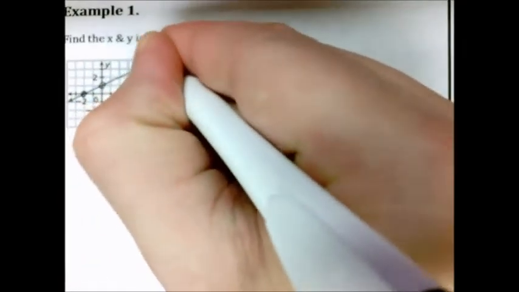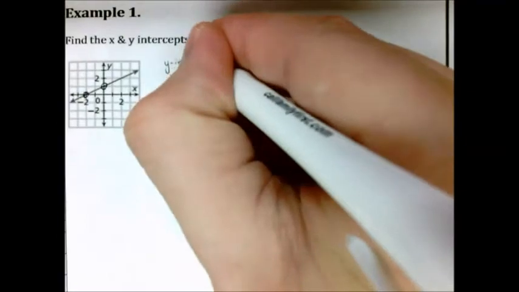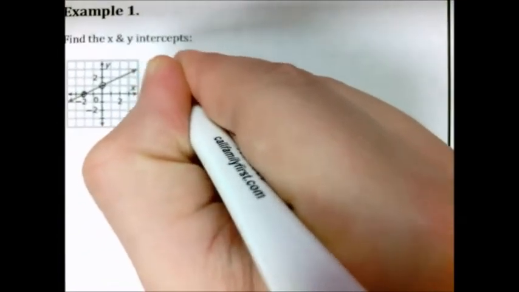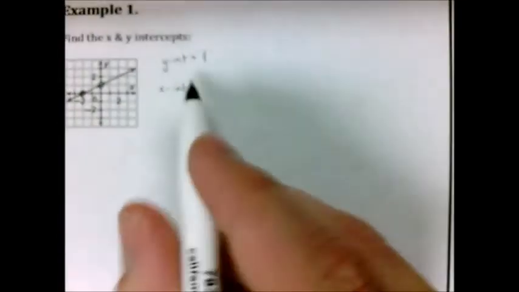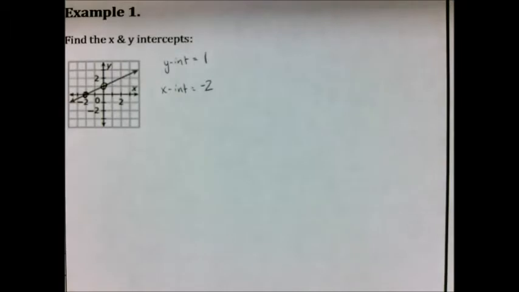The y-intercept, where it crosses the y-axis, is at 1. The x-intercept, where it crosses the x-axis, is at -2. Okay, that's how we identify x and y intercepts given a graph.